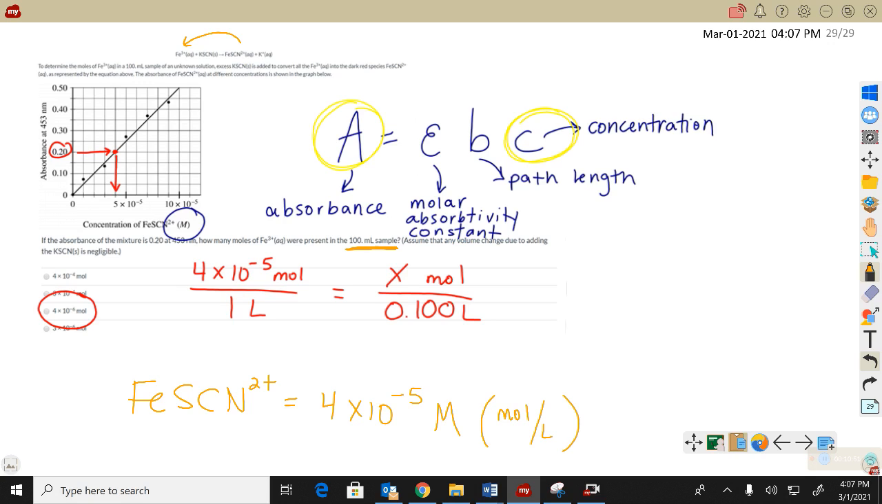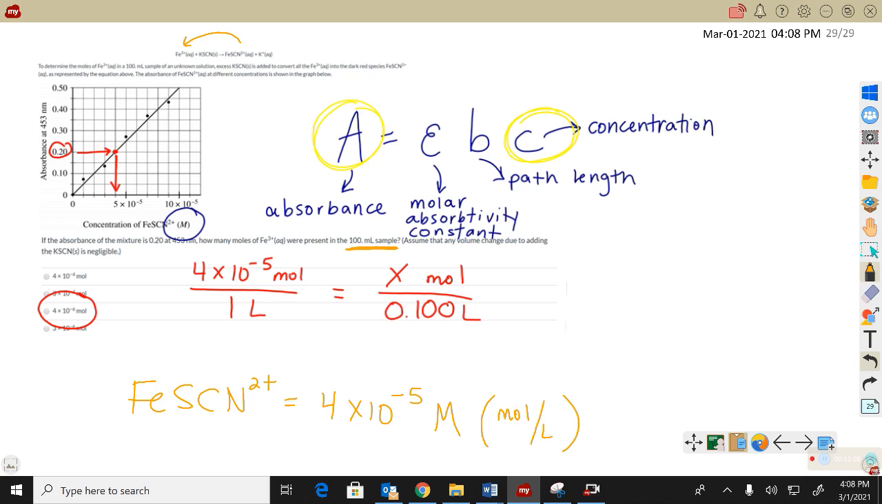So I can use the ratio in the balanced equation to go from that red iron thiocyanate back to the original iron plus 3 ion. And then the trick here was to convert that to just moles in a 100 milliliter sample.